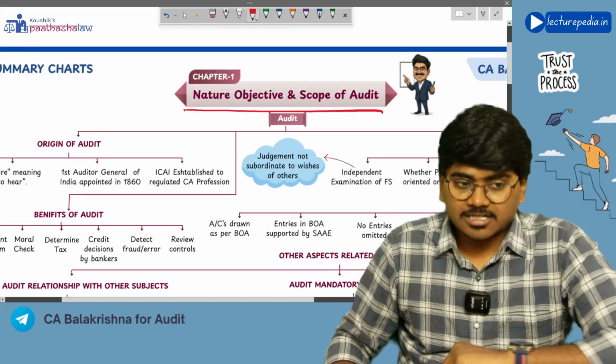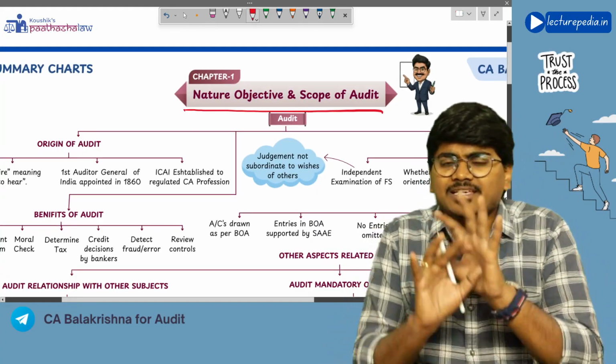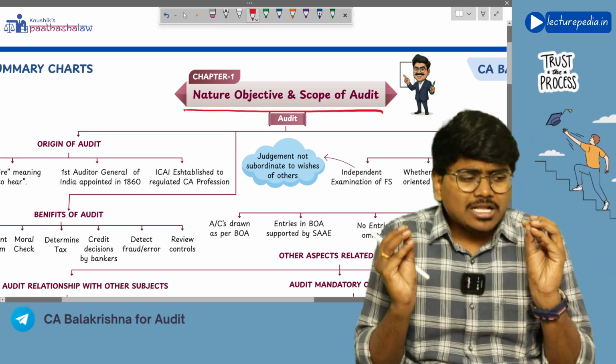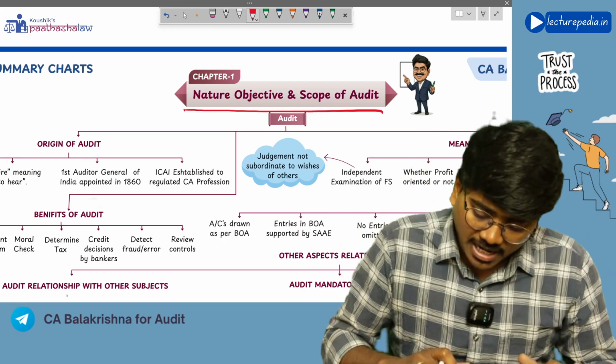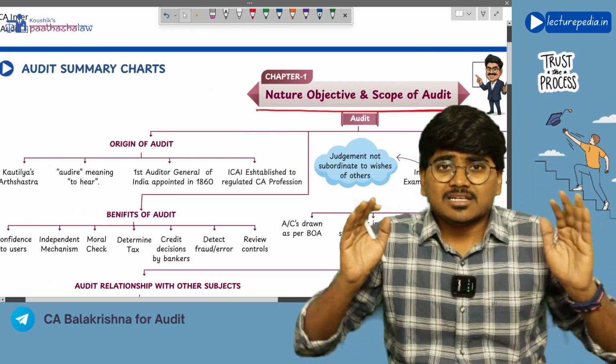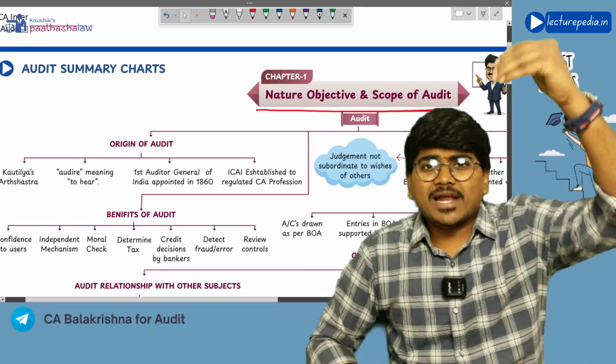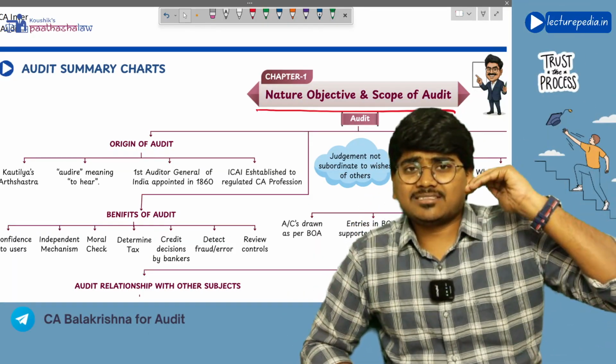Now, without any delay, let us start revision of the first chapter, which is nature, objective, and scope of audit. Basically, in this first chapter, we will be seeing all the basic concepts. Like, first, what is the origin of audit? Where did the origin of audit arise from?